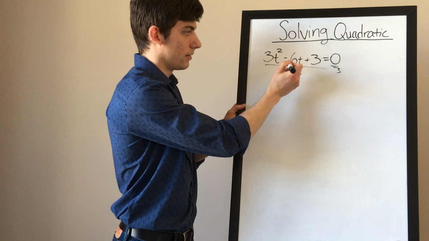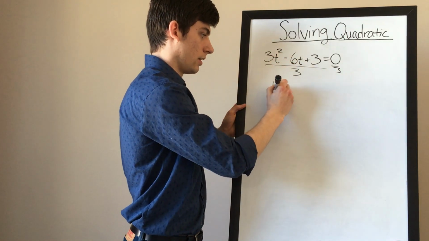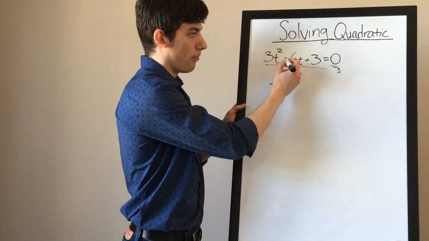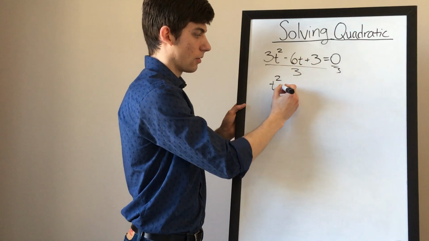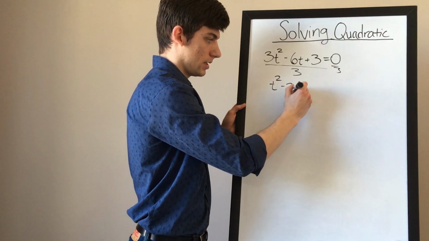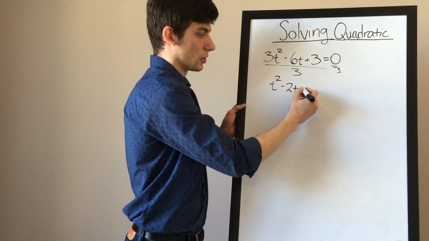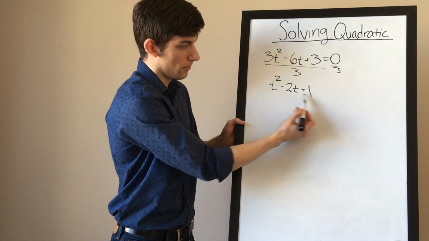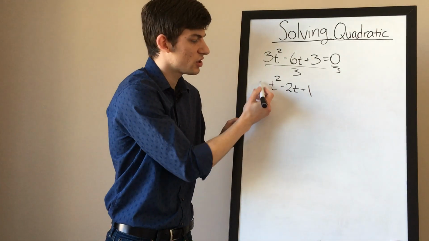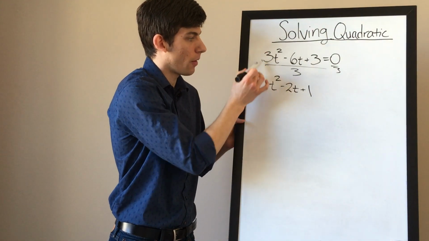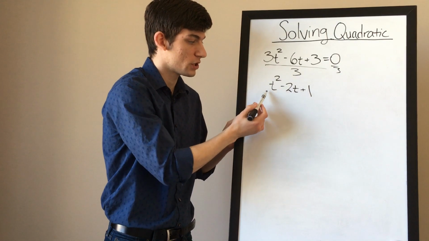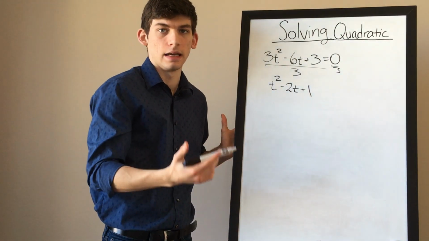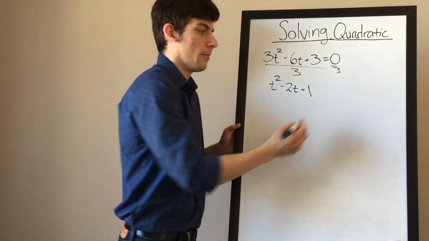Here you'd get 3t squared over 3, so that's just t squared, right? Minus 6t over 3, so minus 2t. And then 3 over 3, so just plus 1, right? So we divided each term here by 3 to simplify it. I divided it by 3 because I want this first coefficient to be 1, so that I can more easily factor it.